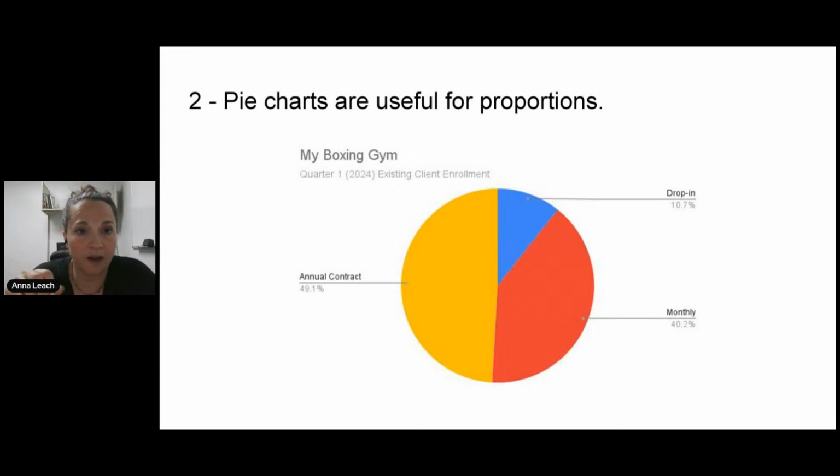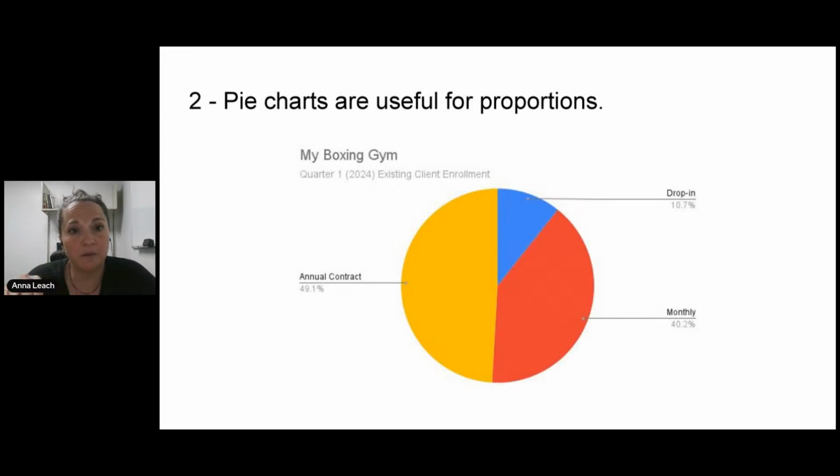have an annual contract, I can use this pie chart to visually show this large yellow area here are my existing clients that have an annual contract, so I know that they're going to be there for that full 4 quarters or full year from when they sign the contract. This is a great way to compare within that existing client enrollment against what percent are monthly and what percent just drop into my gym.